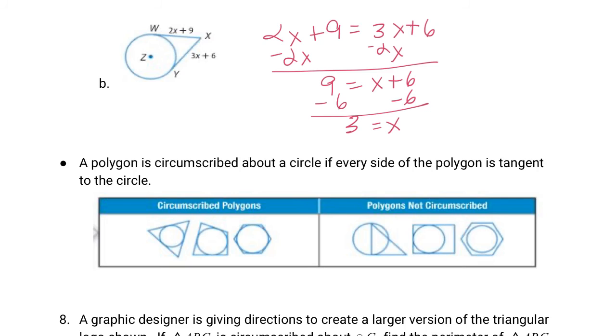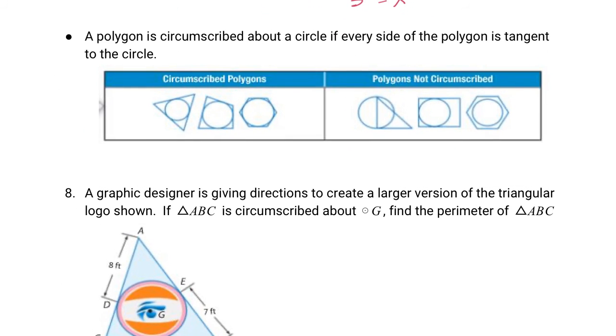All right, almost done. Now we're going to look at polygons that are circumscribed. Polygons are circumscribed about a circle if every side of the polygon is tangent to the circle. So we look at the ones on the left, and we've got a triangle here, and each side of the triangle is tangent. Circumscribed means all the sides are tangent, and this is the same thing.